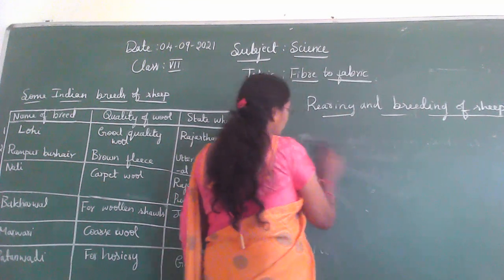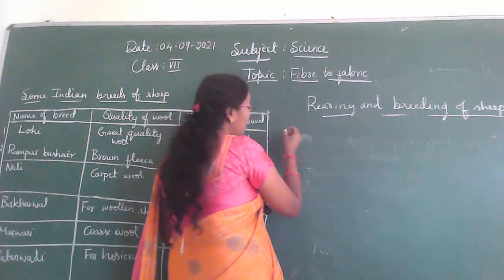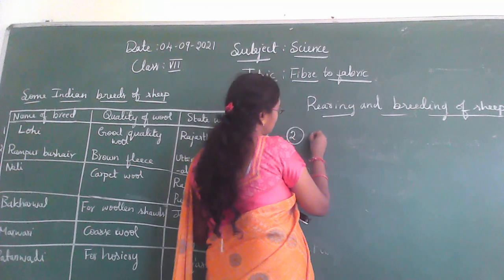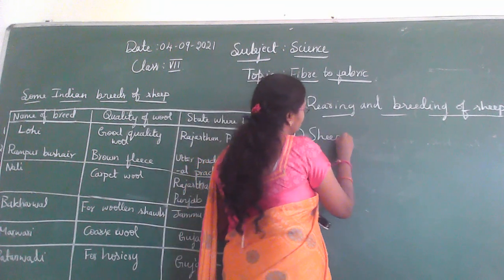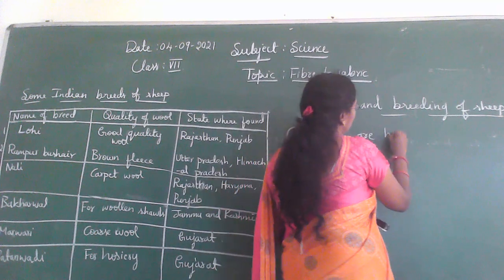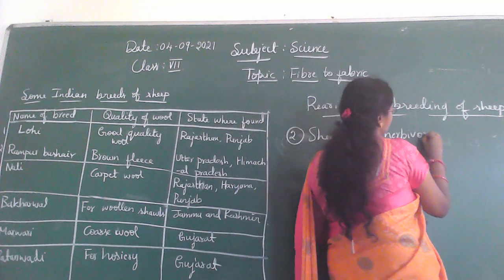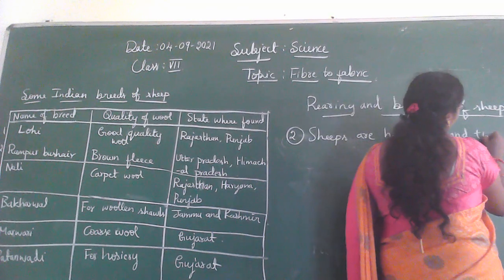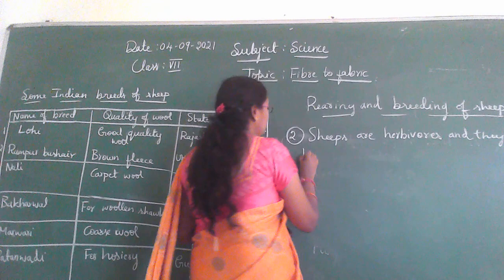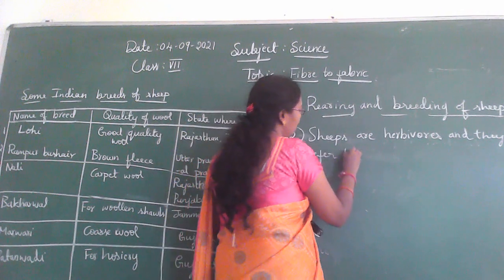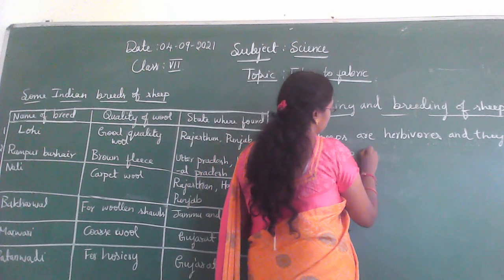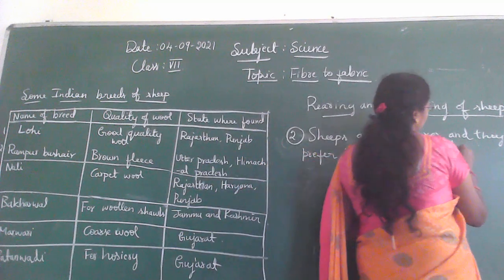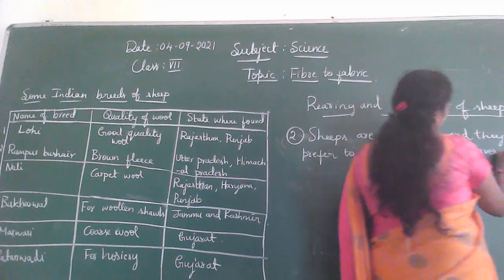Animals are herbivorous. That's why they prefer to eat grass and leaves. Sheep are herbivorous, and they prefer to eat grass and leaves.